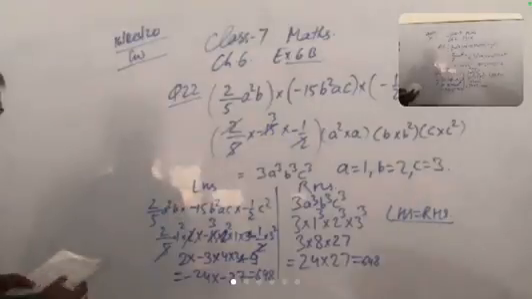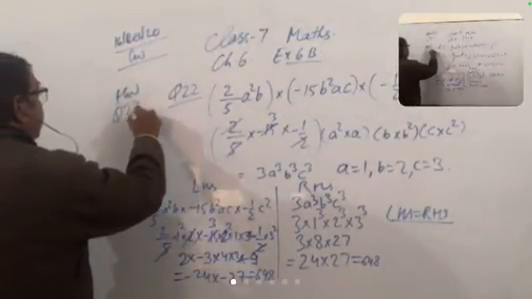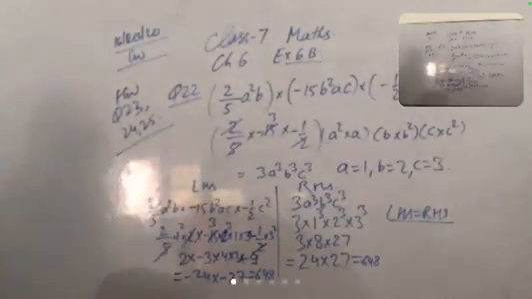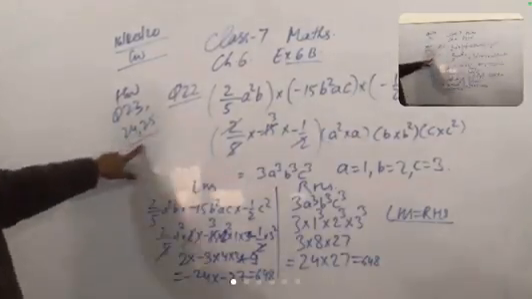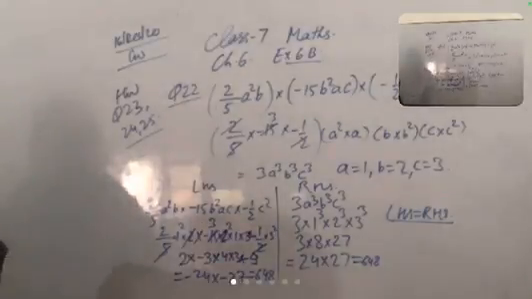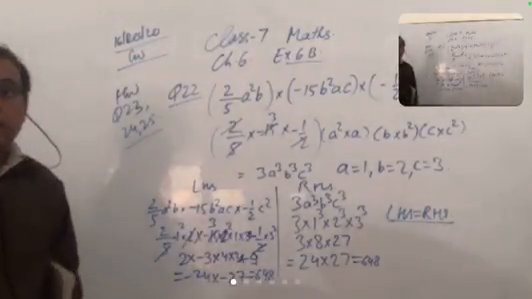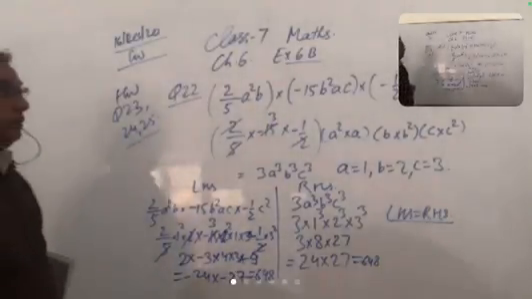And you can do the rest as homework: question numbers 22, 23, 24, and 25. Just tick mark this question in your book. 23, 24 and 25 you can do on your own. Now copy it fast, then I will move to the next exercise, 6C.